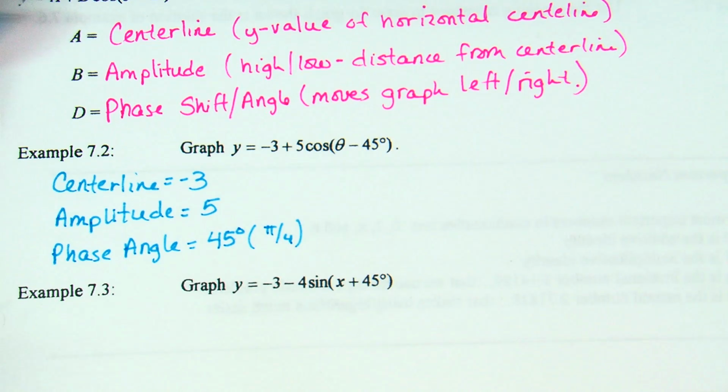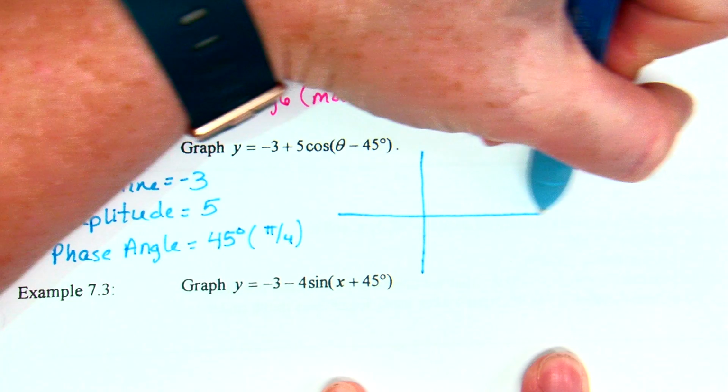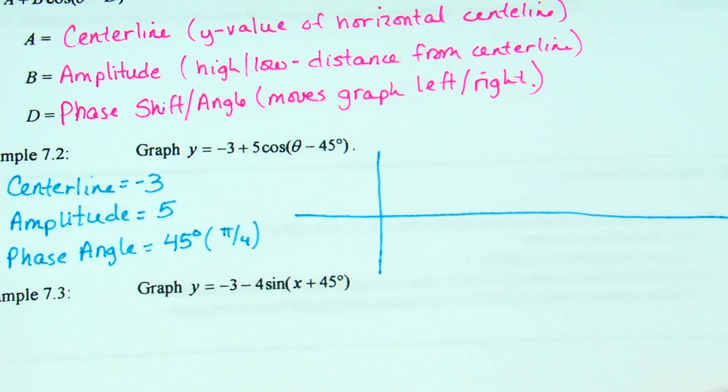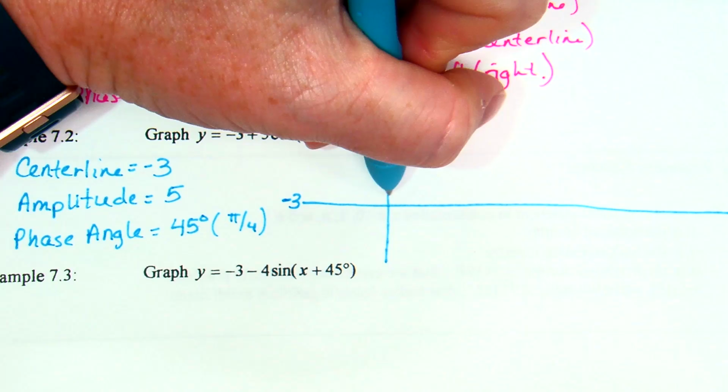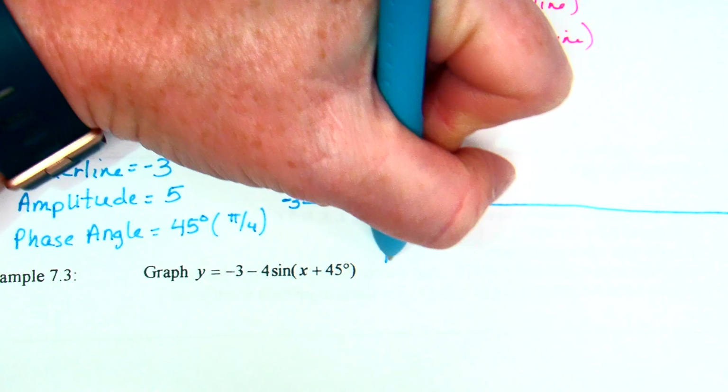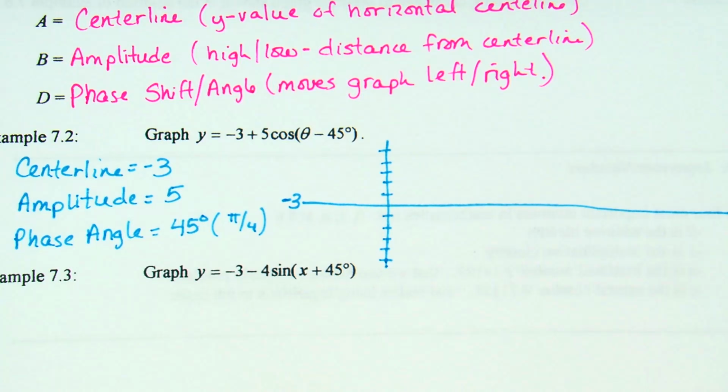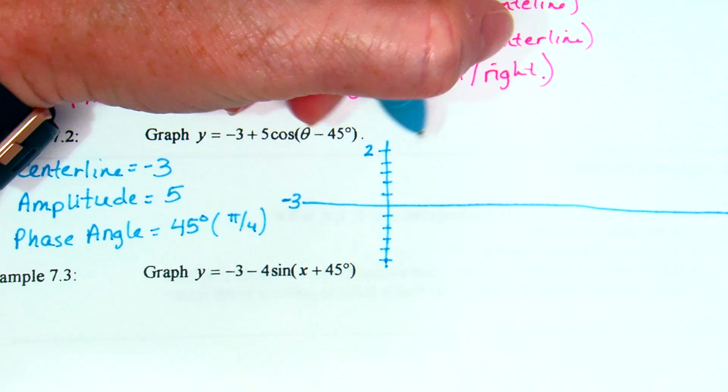If you recall, I usually set this up as a vertical axis and a big, long horizontal axis. My center line is at -3, so I'm going to put my horizontal axis at -3. My amplitude tells me how high and low to go. So I'm going 5 up and 5 down. 5 up takes me to 2. 5 down takes me to -8.